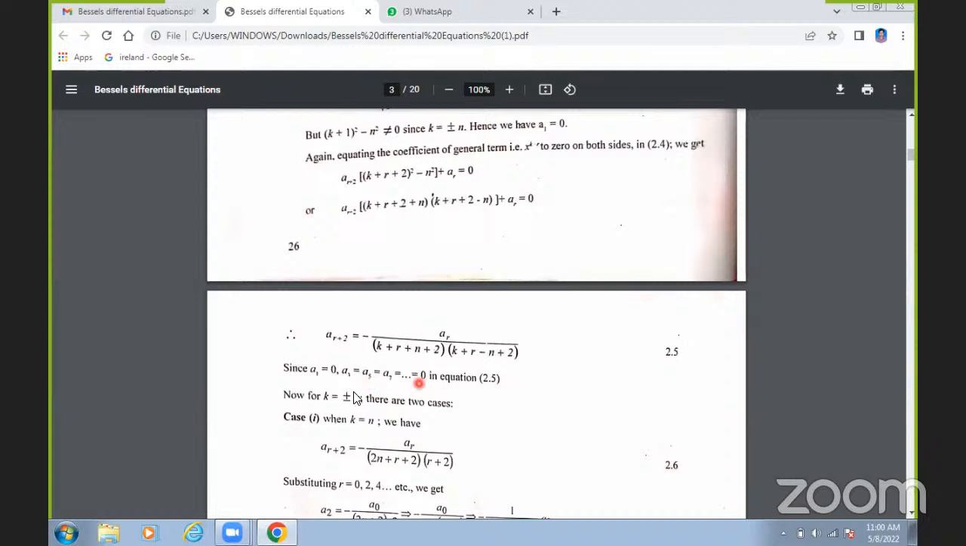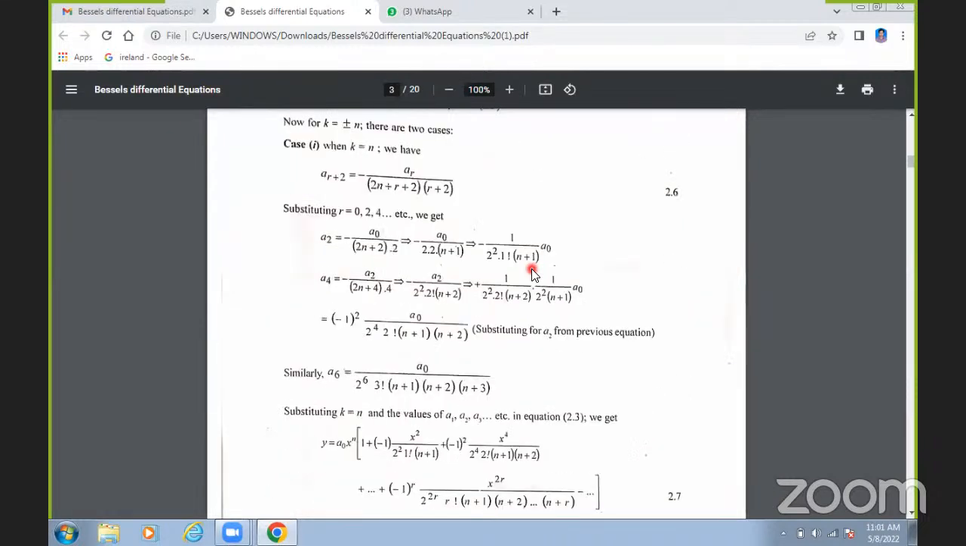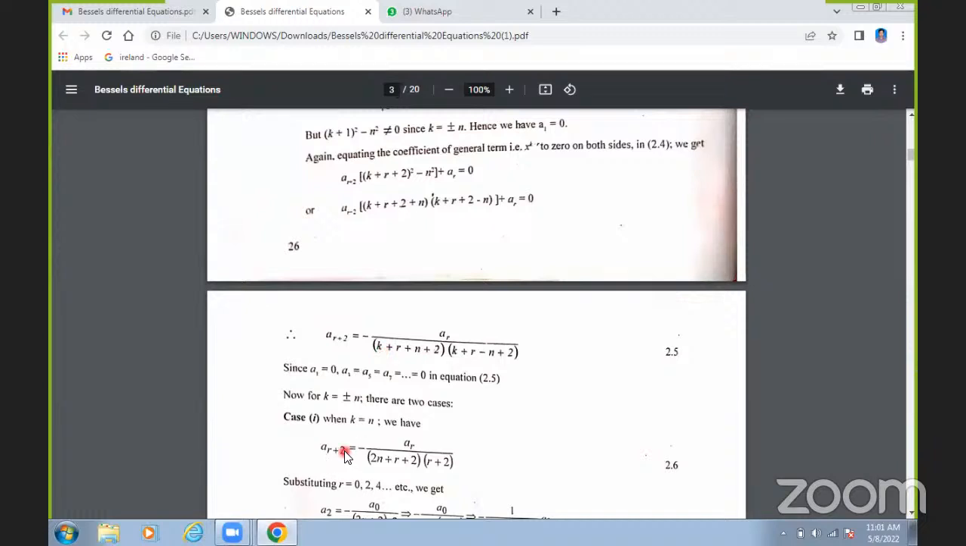Right? K values, whichever we have got, two things we have got. Either k is equal to plus n, one condition we have got. Another condition is k is equal to minus n. So first we'll take the condition k is equal to n. Once if you take k is equal to n and substitute in this equation, we are going to get a(r+2) as this. That is, minus n plus r plus 2, r plus 2. What we did, k value we have substituted as n. So we have got a(r+2) is equal to this one.